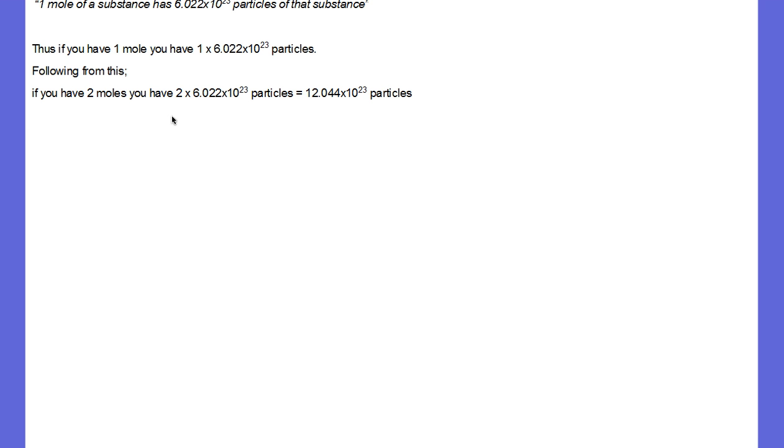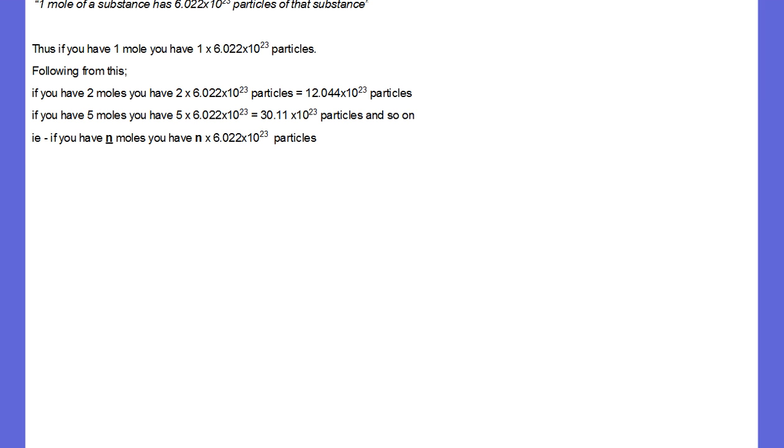We've got the definition of a mole. 1 mole of a substance is 6.022 by 10 to the 23 particles of that substance, and that means if you've got 1 mole of a chemical, you've got 1 lot of 6.022 by 10 to the 23 particles. If you've got 2 moles, you've got 2 lots of 6.022 by 10 to the 23 particles, which is 12.044 by 10 to the 23. If you've got 5 moles of a substance, that means you've got 5 lots of 6.022 by 10 to the 23, which is that number there, and so on and so on.